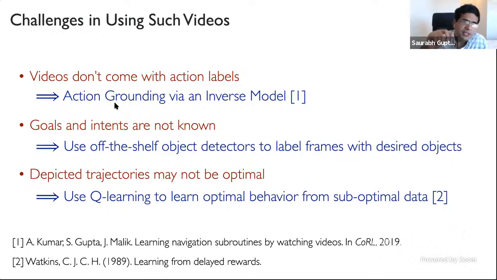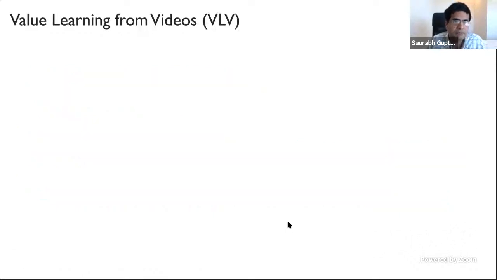You label image pairs with the action that was happening by labeling things with the inverse model. That's kind of one trick. The second trick is you can use Q learning on the dataset that you have, and that will learn for you the optimal behavior, even though the depicted behavior may be suboptimal. And there's a beautiful result from '89. If you don't know it, I would encourage you to read that paper, right? And that's kind of what we basically did.